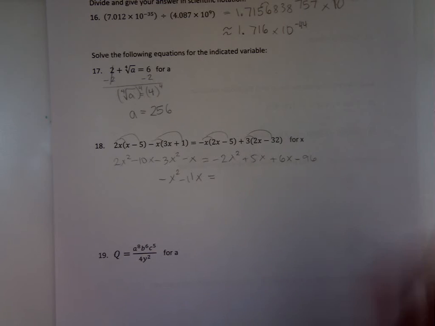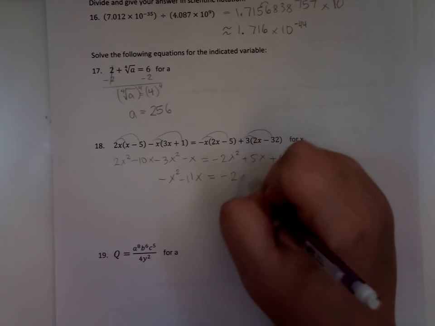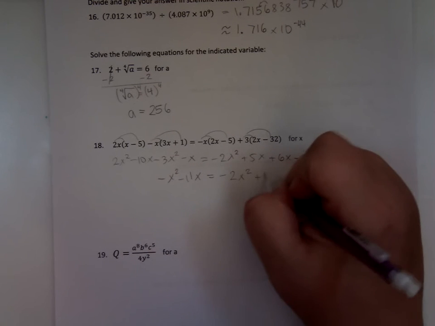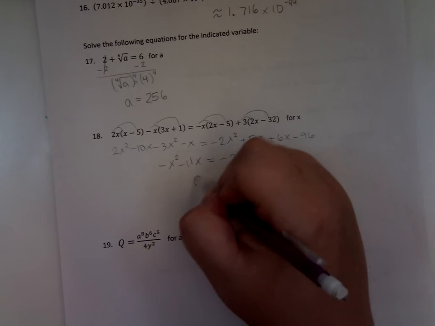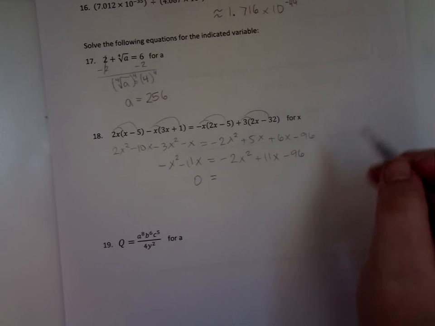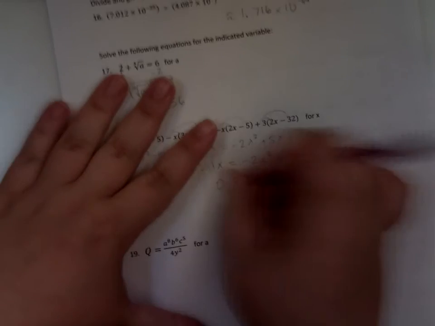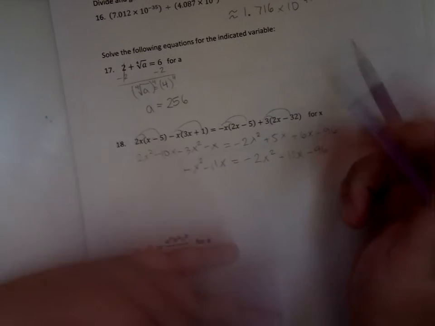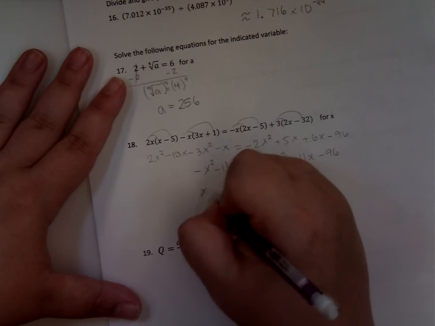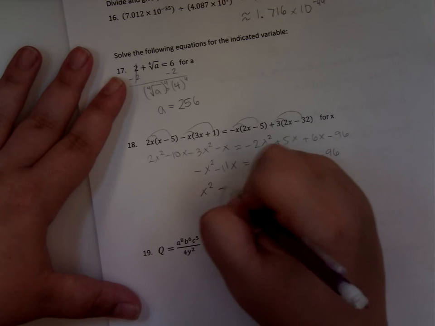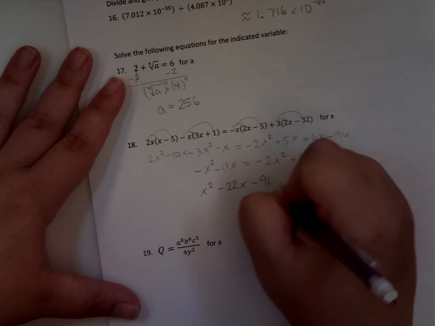Okay, good. And over here, negative 2x squared plus 11x minus 96. Bring this stuff over to the other side. Actually, why don't we bring these guys over this way? So this is going to come over here. So we've got x squared minus 22x minus 96 equals 0.